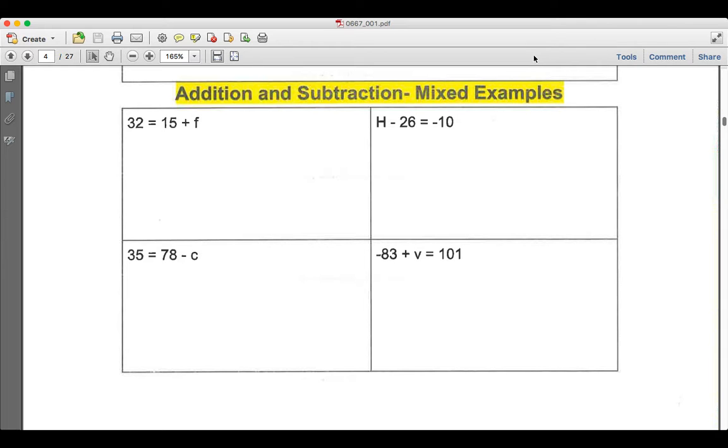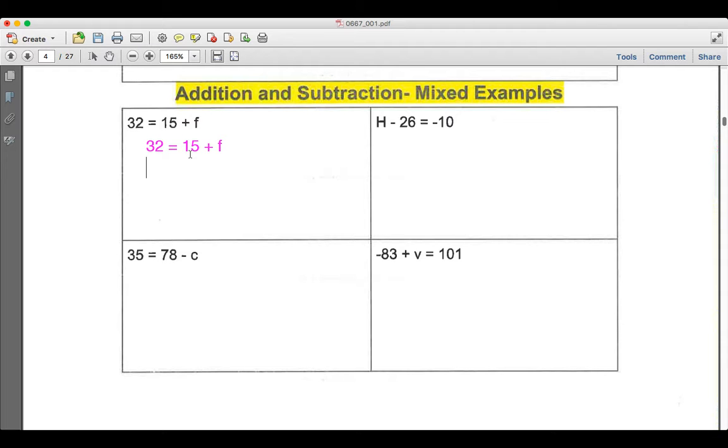So this first problem right here is 32 equals 15 plus f. I'm going to start by grabbing my typewriter, and I'm going to rewrite the problem just so that it's bigger and I can line things up. 32 equals 15 plus f. So let's remember that I want to get my variable by itself. What I do to one side, I have to do to the other. So here I have 15. My zero pair for 15 is going to be negative 15.